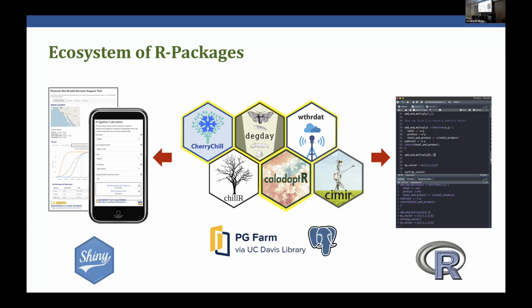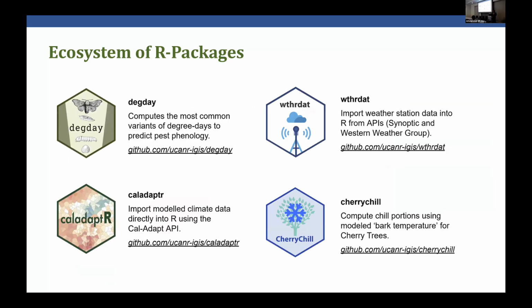We also are working with PG Farm. So this is kind of a shared Postgres database system platform that's been developed by the UC Davis Library. And of course, Postgres is pretty easy to work with. This is a little more detail about the packages that I've developed. DegreeDay kind of computes these. There's a few flavors of the metrics, and they're specific to different species that have different sets of parameters.